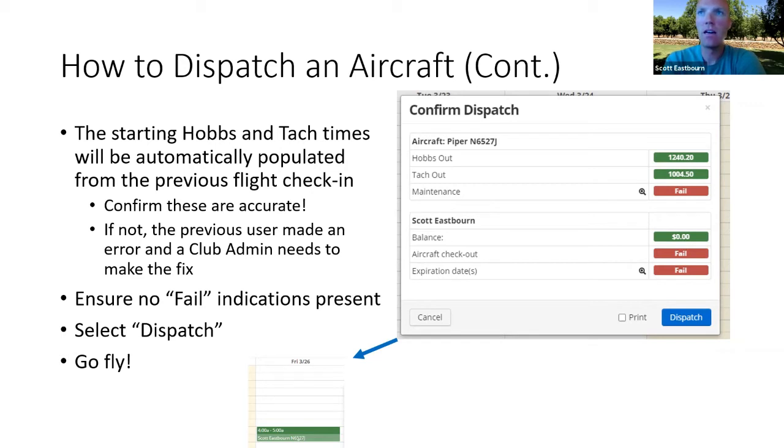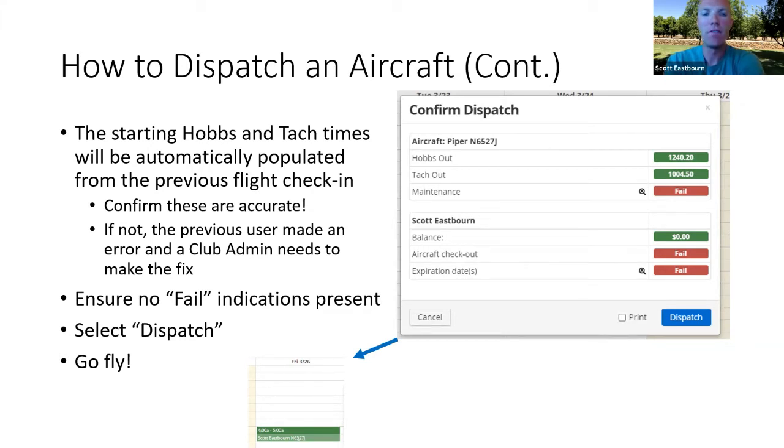And then if everything's good to go, you're not going to see any of the fails. So here, like for the aircraft, you can see there's a fail. And if you click on the magnifying glass, it'll give you the reasons, and all of the maintenance wasn't set up quite yet.